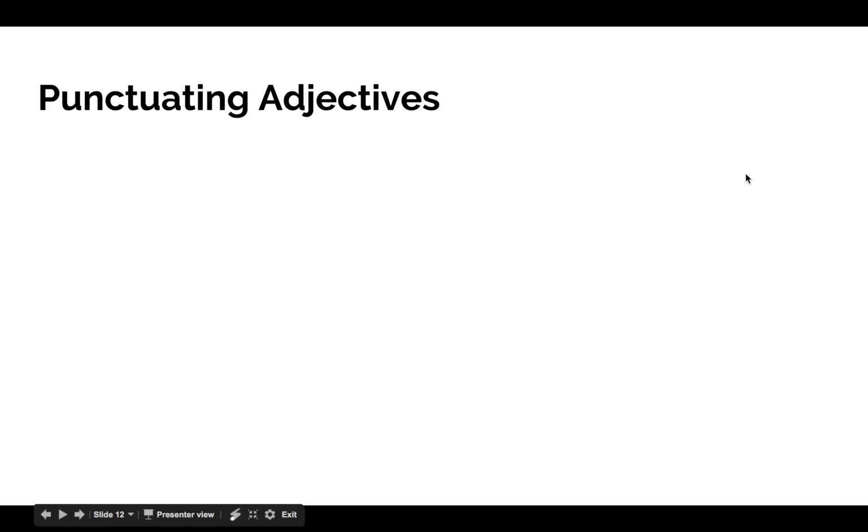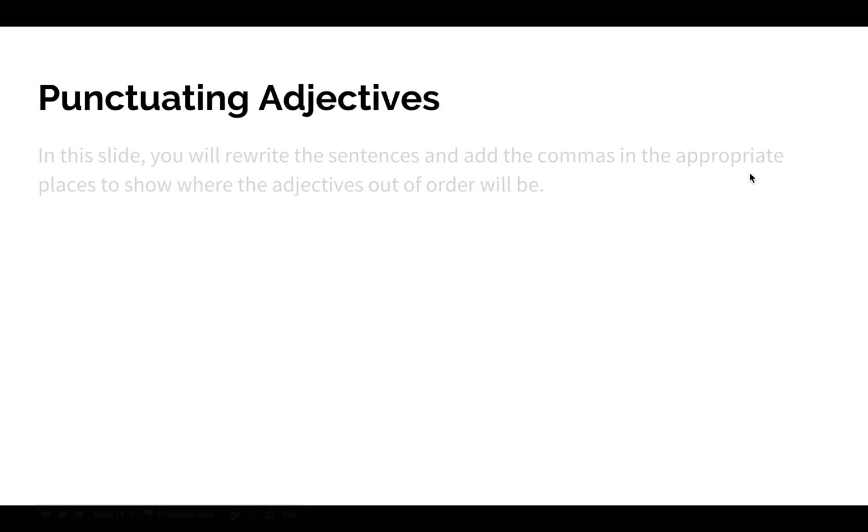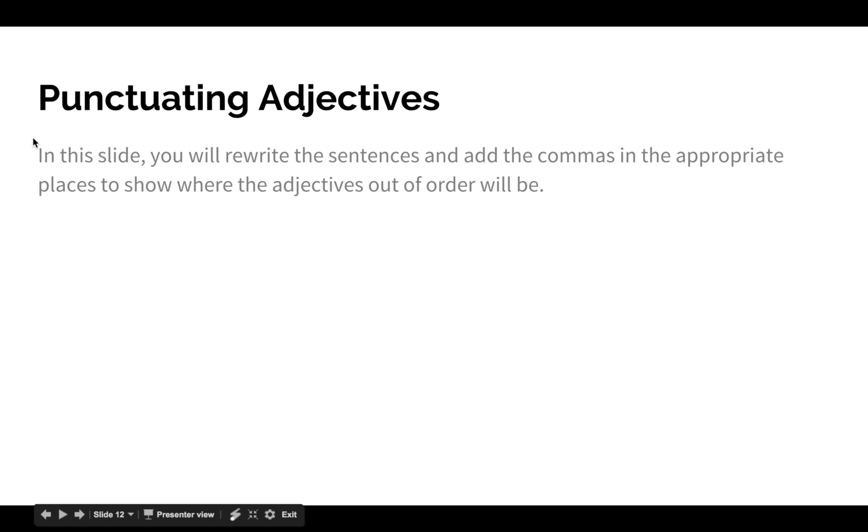Punctuating adjectives. So here we're just going to keep practicing. You're going to rewrite the sentences and add commas in the right places to show where the adjectives out of order will be. So I give you the whole sentence, but it's up to you to put the commas or the period in the appropriate place. So here's just a quick example. The cheetah, fast and hungry, chased after the gazelle.